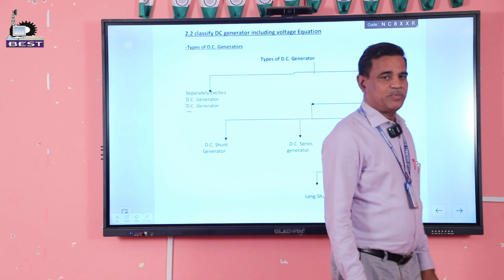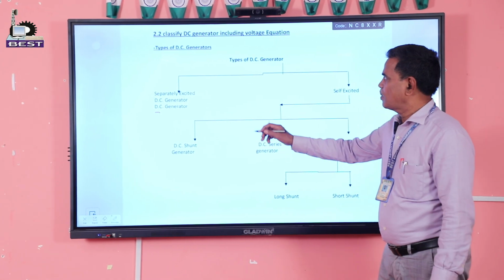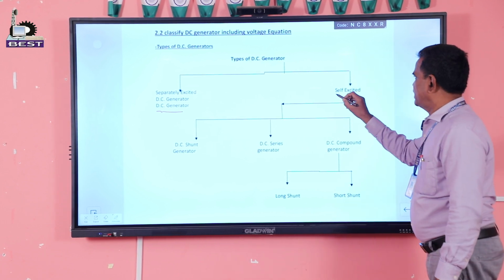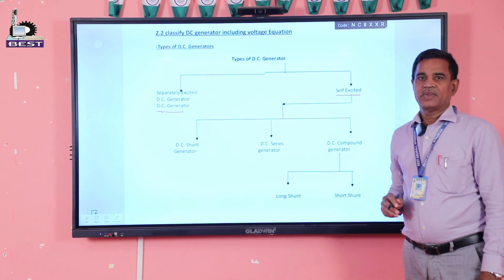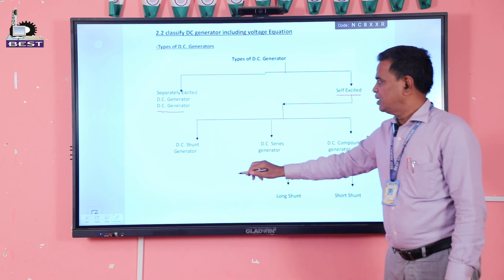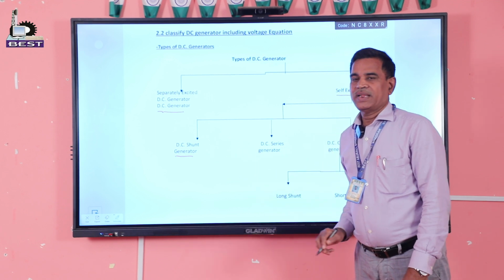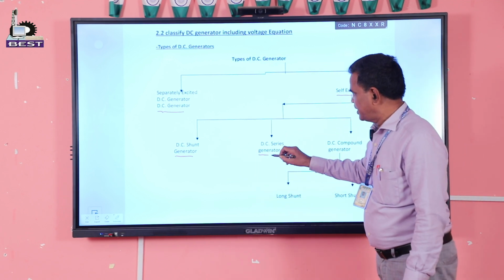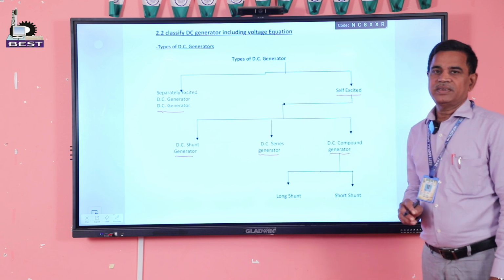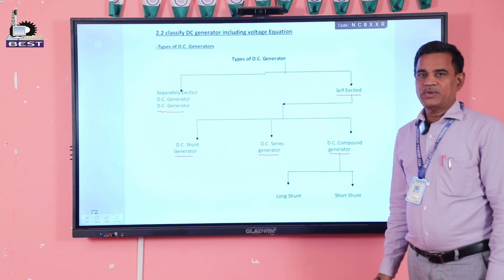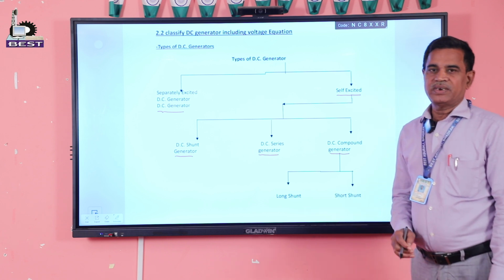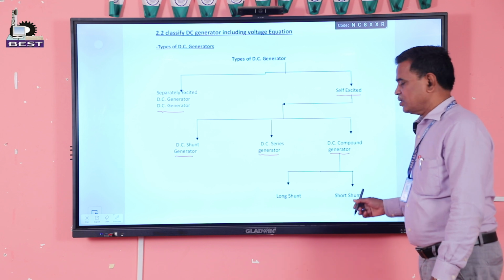First, it is broadly divided into two parts. One is the separately excited DC generator and the other is the self-excited DC generator. The self-excited DC generator is again divided into three parts: the shunt field generator, the DC series field generator, and the DC compound generator. The DC compound generator is categorized into two parts: the long shunt DC compound generator and the short shunt compound generator.